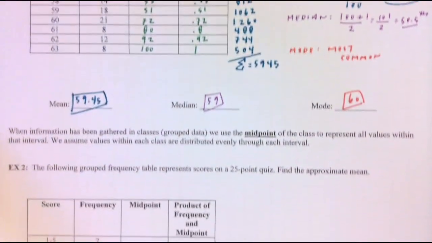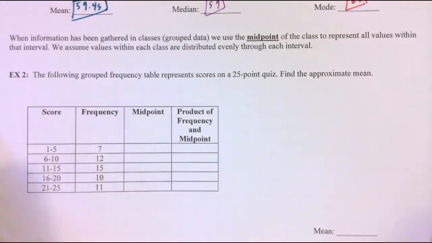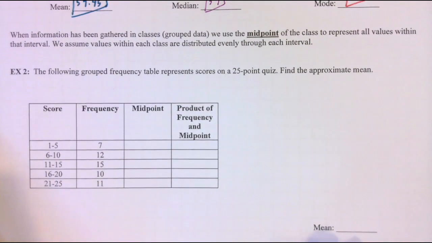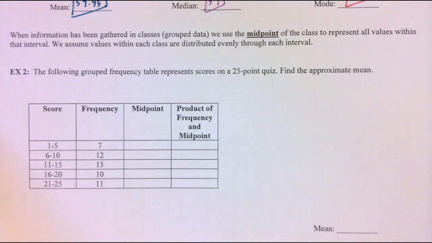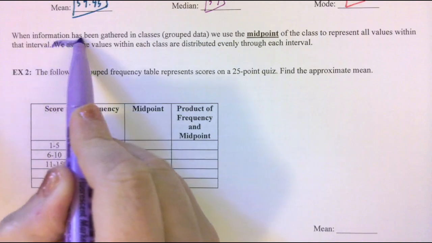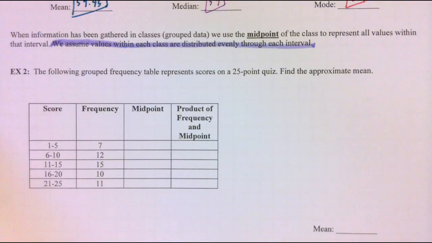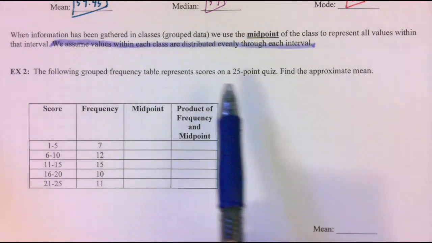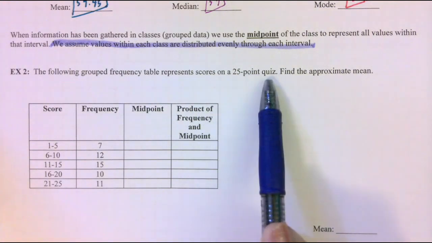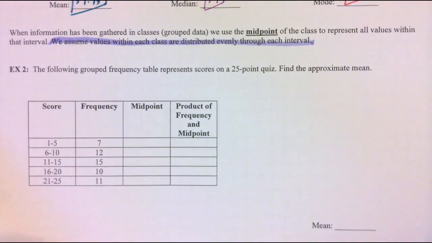I still want to make sure that we understand the mechanics of how we do it longhand first. All right, next up here, when information has been gathered in classes, so grouped data, we use the midpoint of the class to represent all values within that interval. We assume, and this is really important, that values within each class are distributed evenly through each interval.